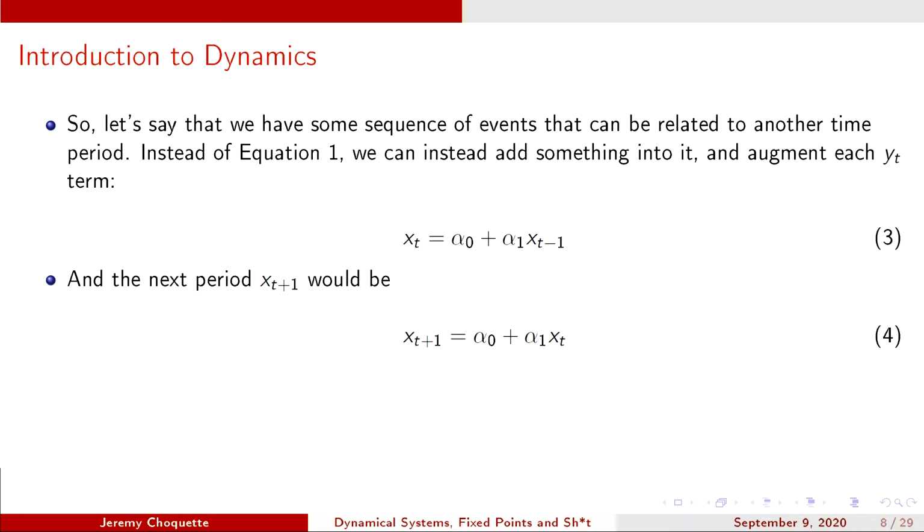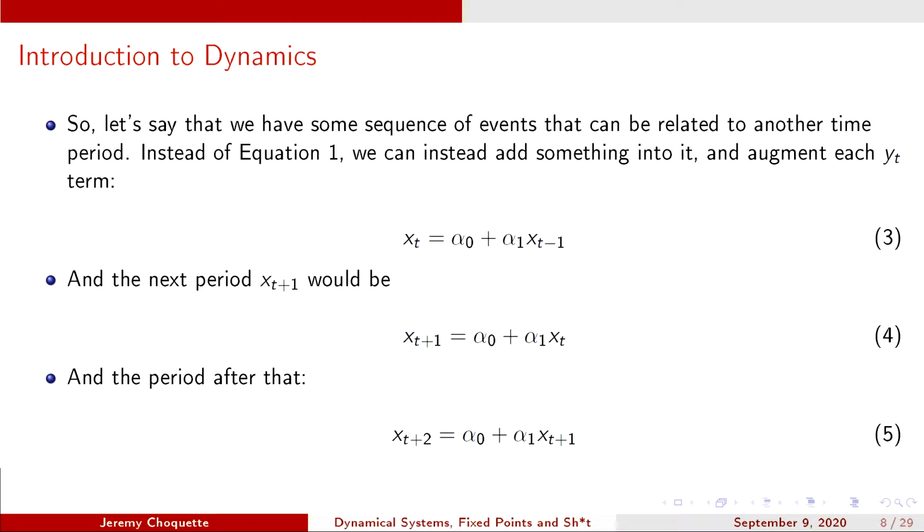The next period, x_{t+1}, would be x_{t+1} equals alpha 0 plus alpha 1 times x_t. And the next period after that would be x_{t+2} equals alpha 0 plus alpha 1 times x_{t+1}. So what we can see is, as we're updating these time subscripts, the left-hand side of the equation is always at, say, time t plus 1, where the right-hand side is at t. If the left-hand side is x_{t+1}, then the right-hand side is going to be x_t. So the right-hand side is always one time period before what you see on the left-hand side of the equation.